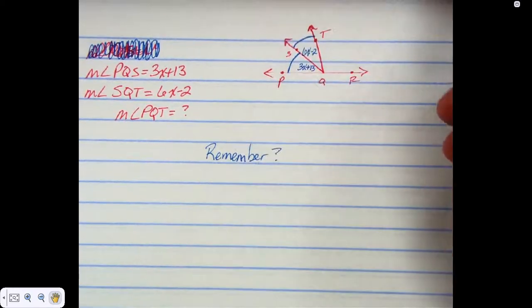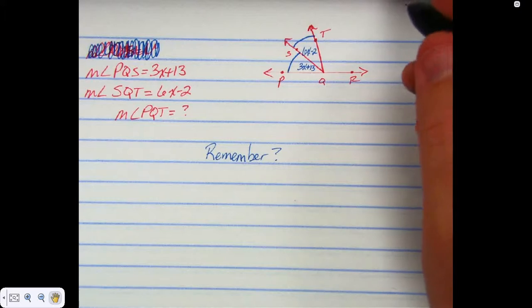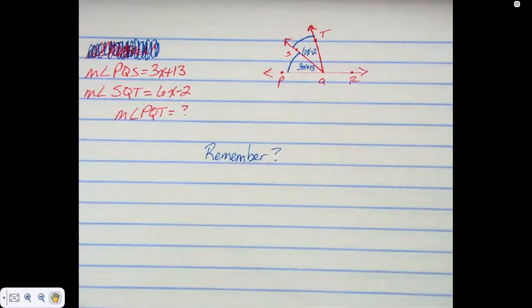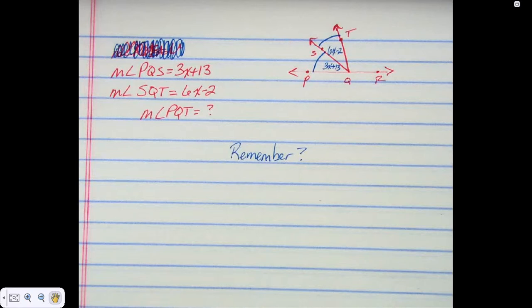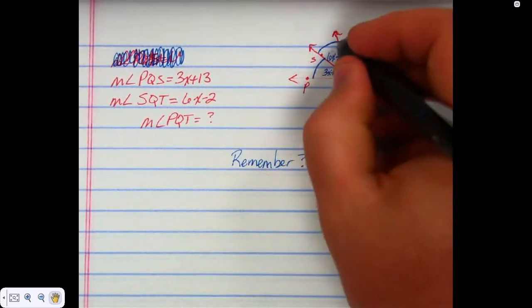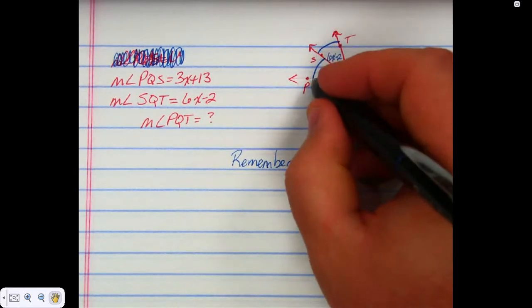So what does that mean about those two angles there? They're congruent, the same. They're adjacent, that is true. But if they bisect, what does bisect mean? Cuts in half. So it cuts it into 2 equal halves. So this is the same measure as what?